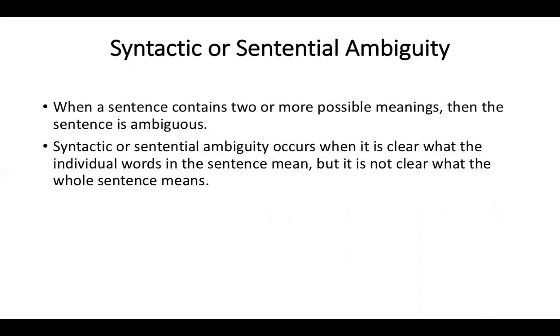Then we have syntactic or sentential ambiguity. When a sentence contains two or more possible meanings, then the sentence is ambiguous. Syntactic or sentential ambiguity occurs when it is clear what the individual words in the sentence mean, but it is not clear what the whole sentence means. So for sentential ambiguity, all the words may be precise. That is, the meanings of individual words may be clear, but the sentence as a whole is not clear. So the ambiguity may not be coming from individual words, but from the way the words were arranged.